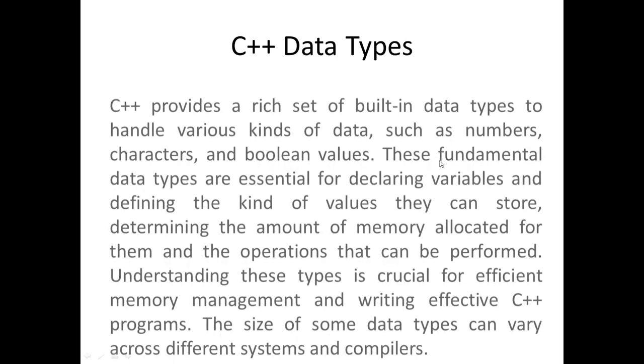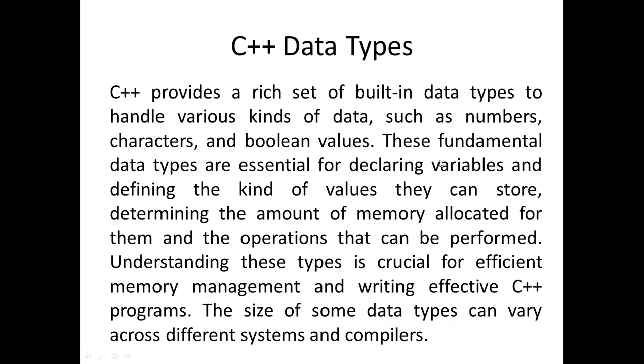So let's look at data types. What are they? C++ provides a rich set of built-in data types to handle various kinds of data, such as numbers, characters, and Boolean values. These fundamental data types are essential for declaring variables and defining the kind of values they can store, determining the amount of memory allocated for them, and the operations that can be performed.